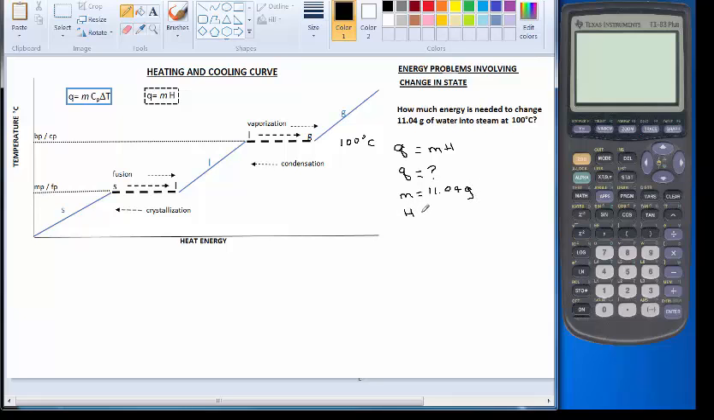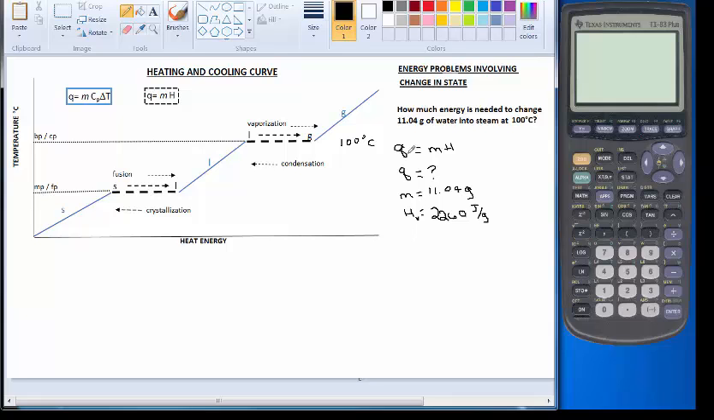H stands for heat of. Specifically, in this problem, since we are looking at the change in state going from a liquid to a gas, we are looking at vaporization. So our heat of is going to be heat of vaporization, or Hv. According to our reference table, the heat of vaporization of water is 2,260 joules per gram.